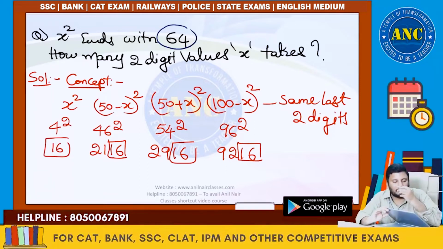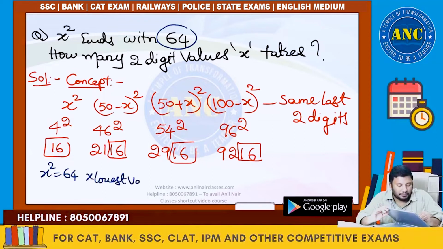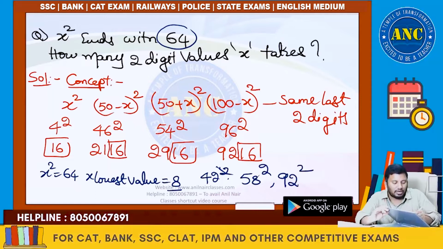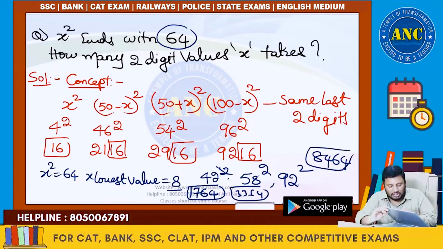X square ends with 64. X's lowest value is 8. So 50 minus 8, 42 square. 50 plus 8, 58 square. 100 minus 8, 92 square. 42 square is 1764. 58 square is 3364. 92 square is 8464. How many two-digit numbers can x take?